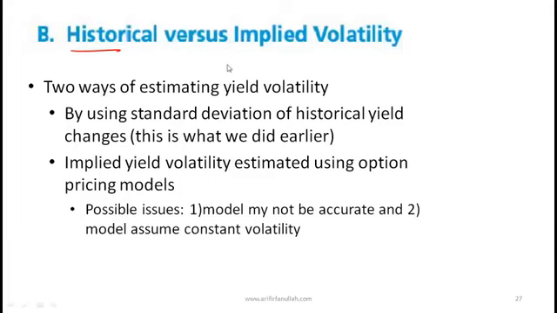The yield volatility that we just derived, do you think this was historical or implied? This was historical because we did it based on historical data. So by using the standard deviation of historical yield changes, this is what we just did. This is intuitively easy to understand. Another method is called the implied yield volatility.